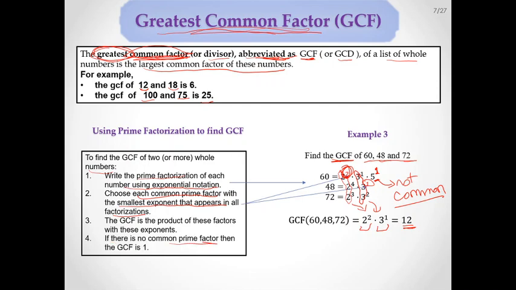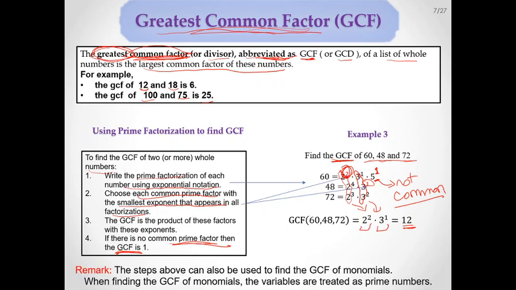So 12 is the common divisor or factor of these numbers. If there's no common prime factor, then automatically the greatest common factor is 1. These steps are important because we will do the greatest common factor not only for numbers, but also for expressions, with variables in monomials and polynomials. The steps can be used to find the greatest common factor of monomials. And when finding the greatest common factor of monomials, the variables are treated as prime numbers. We will see that later, but this is an important remark.